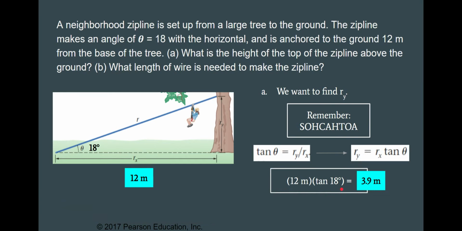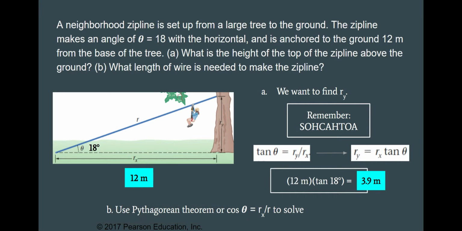Okay, so now we need to actually look at part B. What length of wire is needed to make the zip line? Well, this is a right triangle. And again, if you think back to trigonometry, if you have a right triangle and you know the length of the x component and the length of the y component, we can use the Pythagorean theorem.